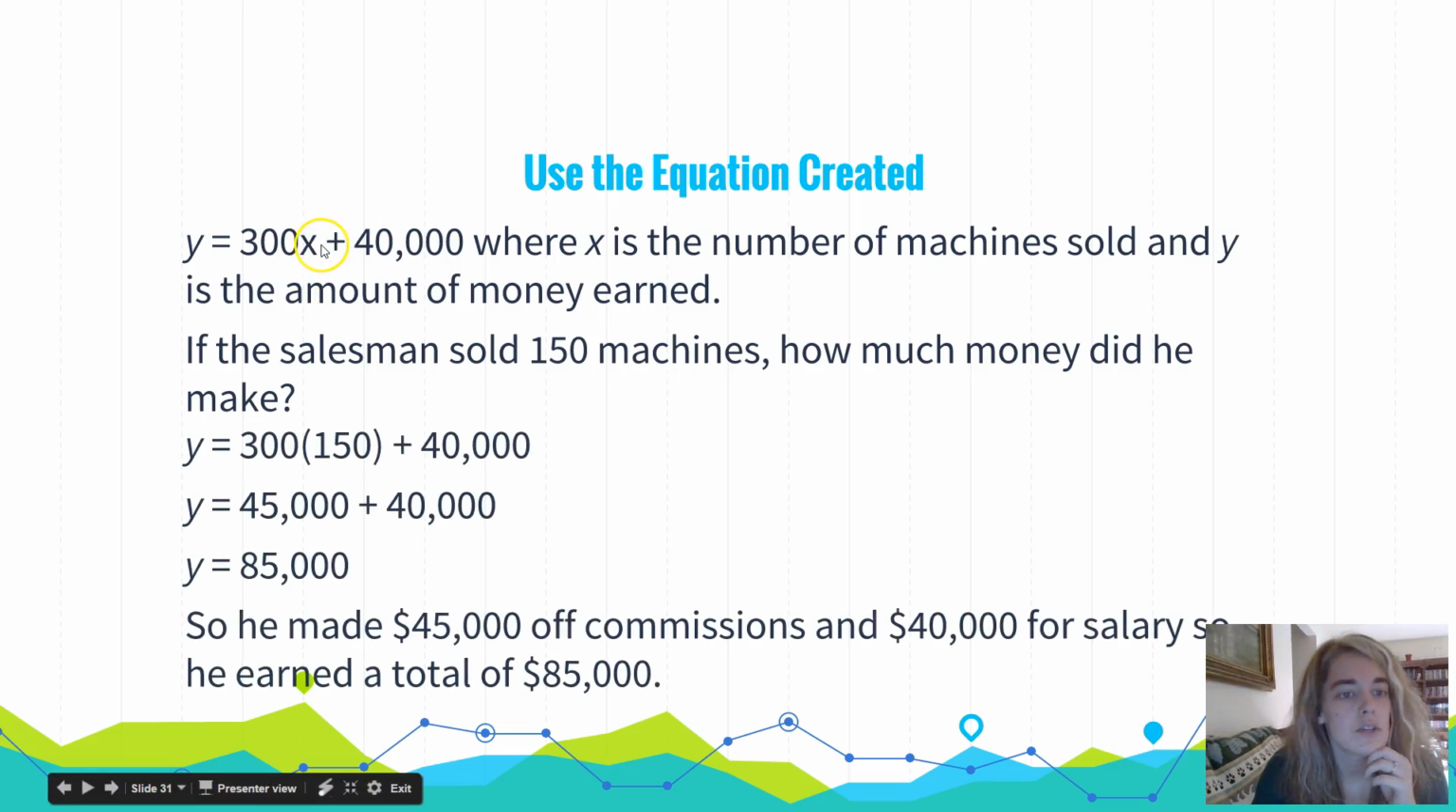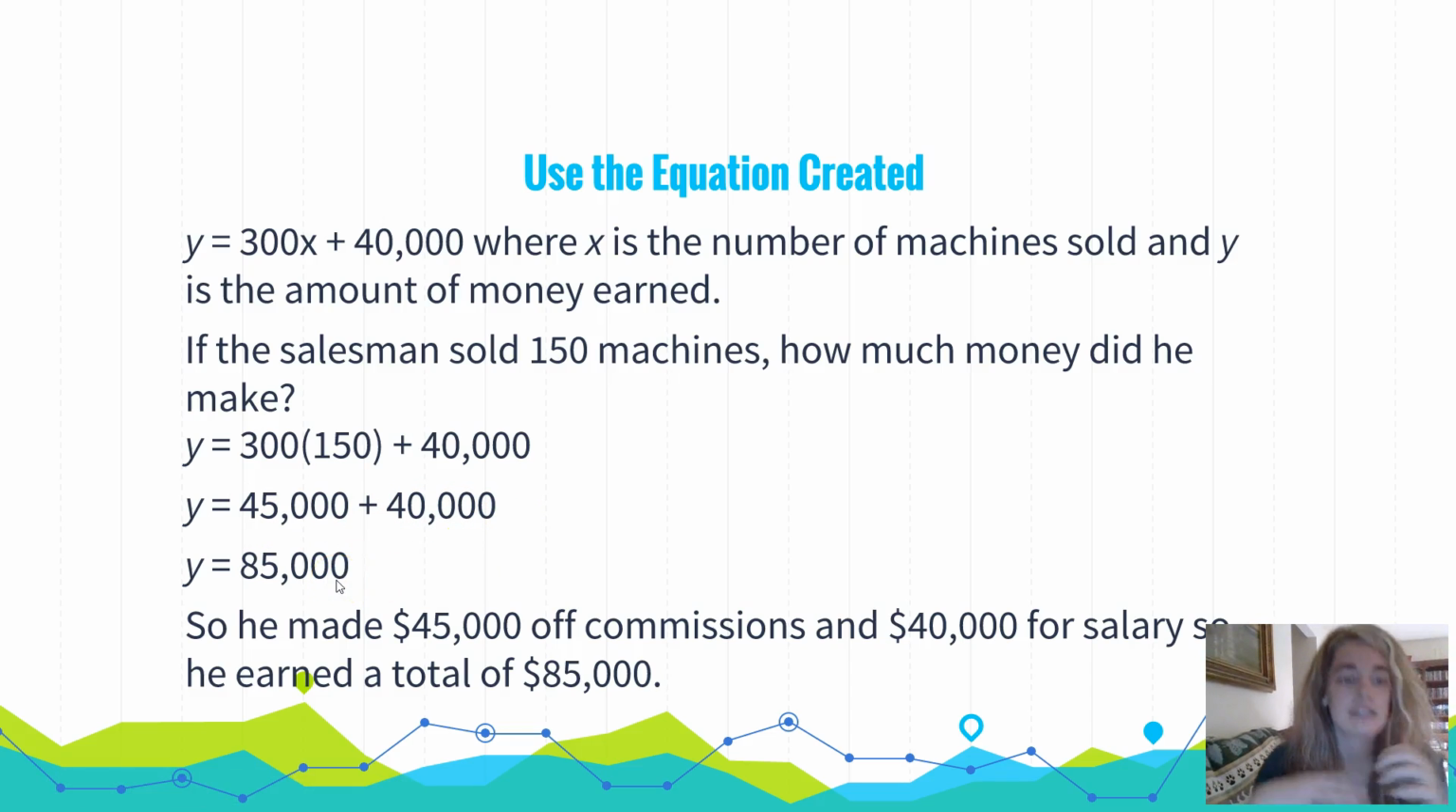If we substitute 150 in for x, notice how the x vanishes. It's gone entirely, leaving us with just the 150 here. Then we can multiply these. Remember, put parentheses around whatever you substitute and then multiply. 300 times 150 is 45,000. Add that to his base salary of $40,000 and he will have made $85,000 if he sells 150 machines.